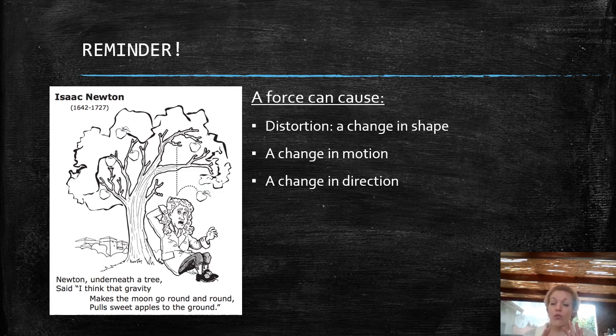The 3 things that a force can cause are distortion. What is distortion, grade 9s? It is a change in shape, a change in motion, and a change in direction. So please write those 3 in, just in that little section right underneath lift. And then we'll go on to weight, and I will explain exactly how gravitational acceleration is going to affect mass and therefore is going to equal weight.